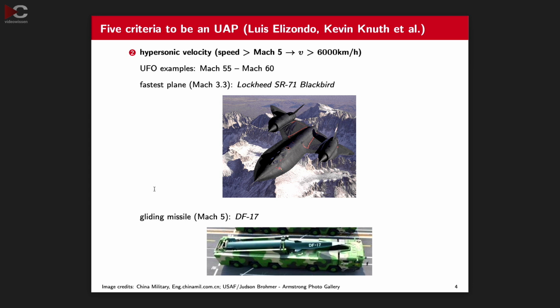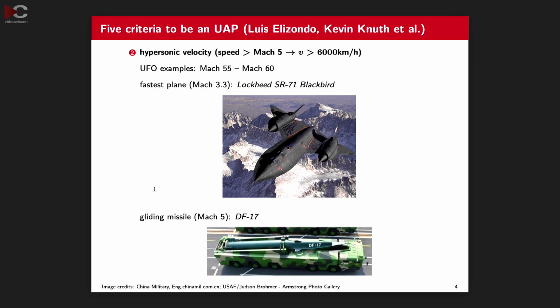If we would like to go to higher velocities, then we end up with, for instance, gliding missiles like the Dongfeng 17 that you see at the bottom of the slide here. This has been constructed by the Chinese military and it can achieve hypersonic velocities, meaning Mach 5. But there have been missiles created around the Earth by several countries which can even go higher.